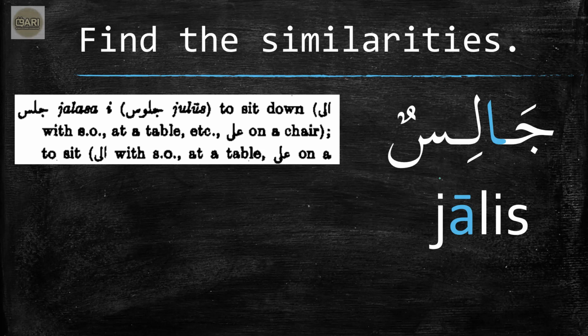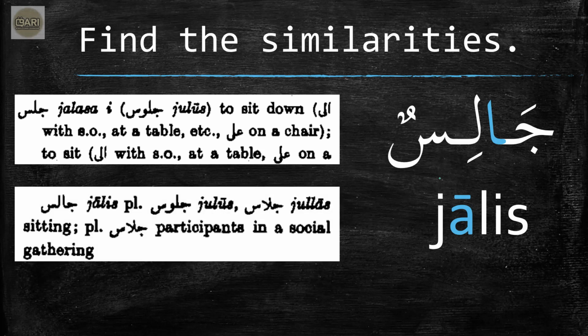Because the doer is a bit difficult to construct, we're going to go for the gerund, which is sitting. So jalis is sitting, and you can see that is the very first definition they give us, because the doer meaning isn't possible. Remember, we'll reserve adjectives for when the definition has "be" in it.